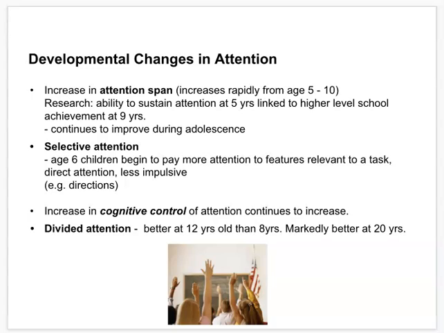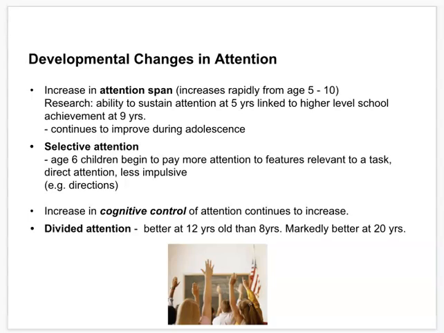Selective attention also starts to increase. At age 6, children begin to pay more attention to features of a relevant task. They start to direct their attention towards things and they become less impulsive, right? They're able to listen to directions of how to do this, and when a particular activity comes up, they're able to engage in it better because they're able to focus on it and listen to the instructions.